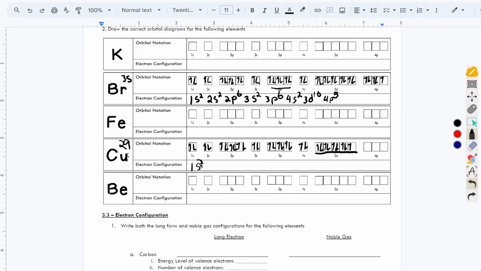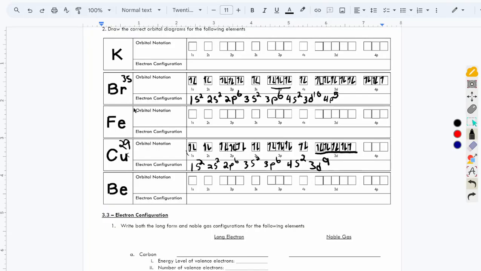1s2, 2s2, 2p6, 3s2, 3p6, 4s2. Right here we got 3d9, and we're done.